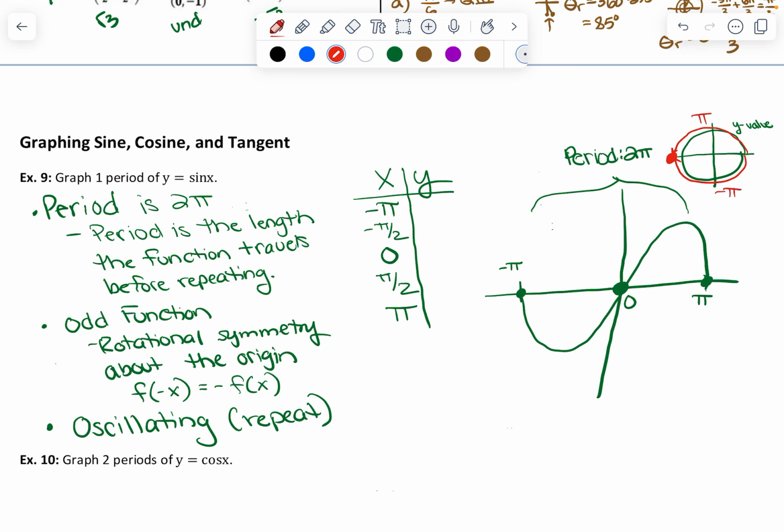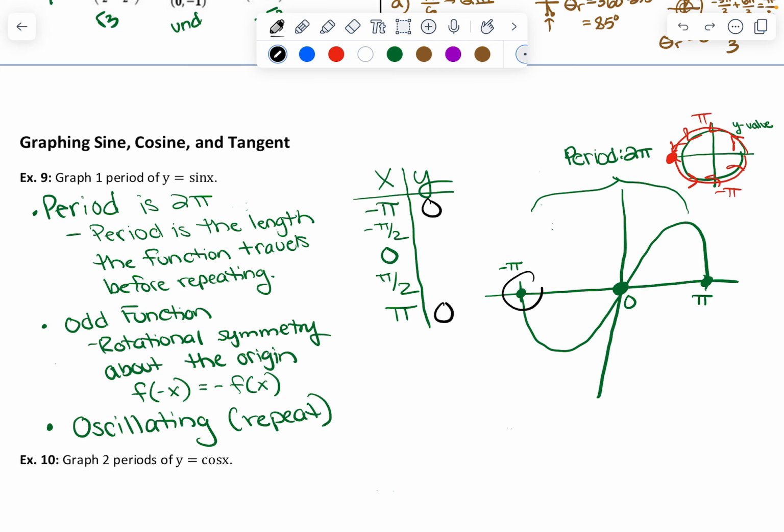So we start at negative pi, we're rotating around our unit circle, and then we stop at pi. That is one period of sine, which is a full revolution, which is going to be 2 pi. So the value for sine of negative pi and sine of pi will have the same output, which is going to be 0, because it's on the x-axis, or the horizontal axis.